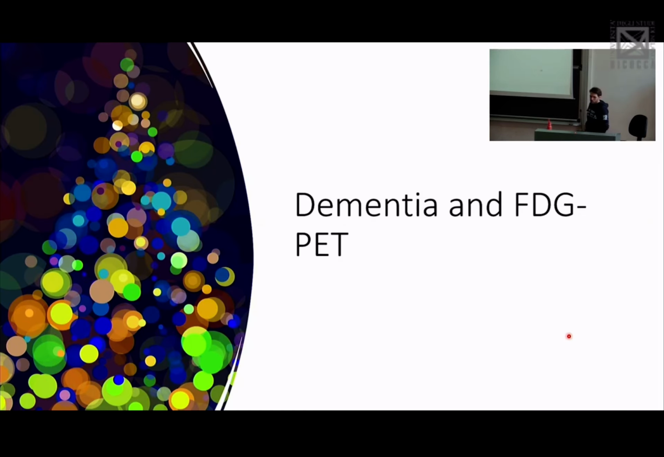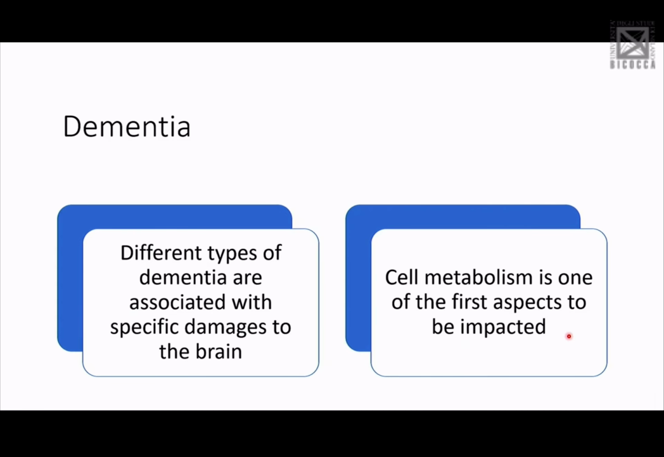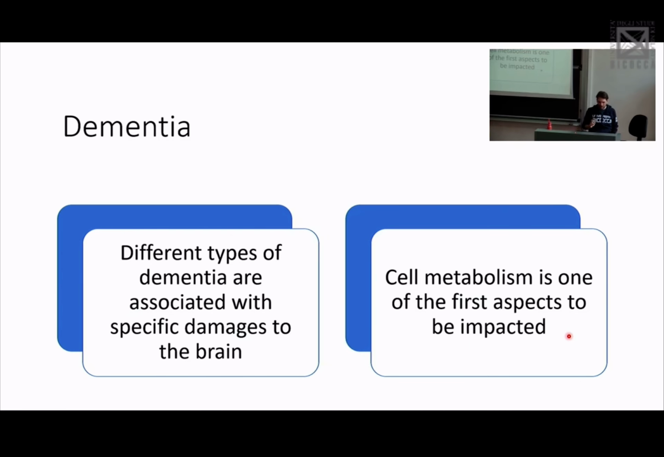This is all to introduce the data set that I will provide you. It's a data set about dementia and FDG PET. It turns out that different types of dementia are associated with damage to specific areas of the brain. Also, the cells' metabolism, which you can study using glucose, is one of the first aspects to be impacted.